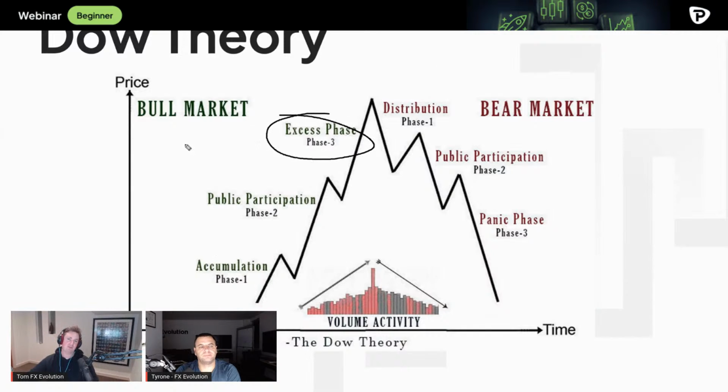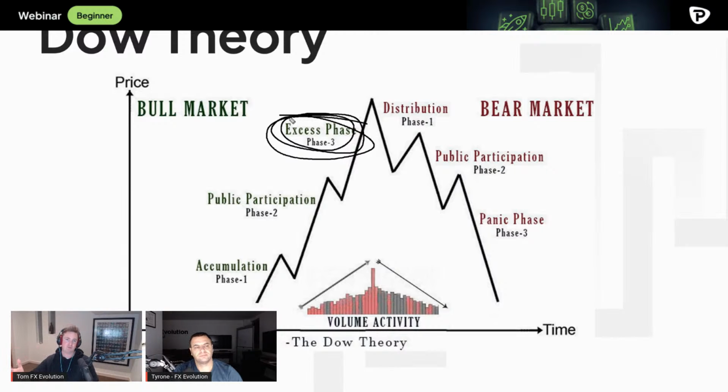Some great examples of that in the last 2 years would be things like GME and AMC, which are obviously stocks that most of you would probably be aware of, GameStop, etc. Also cryptocurrencies, things like Bitcoin. When that's going into the excess phase, everyone's talking about it.